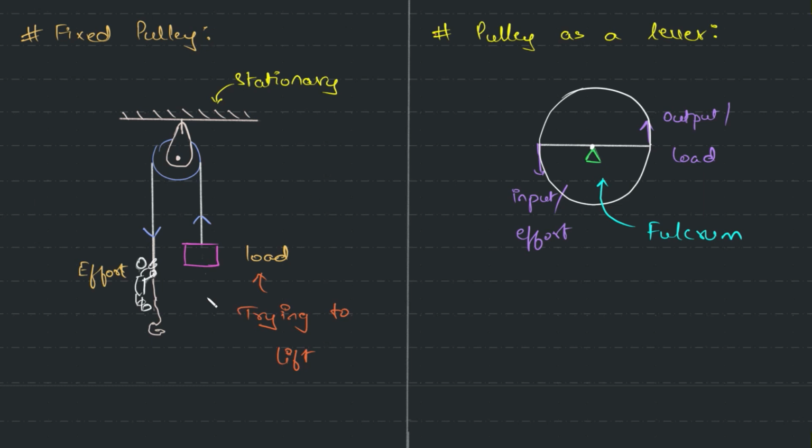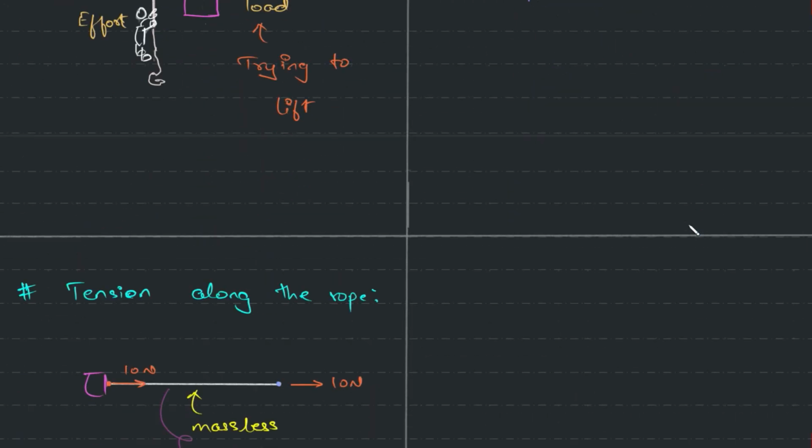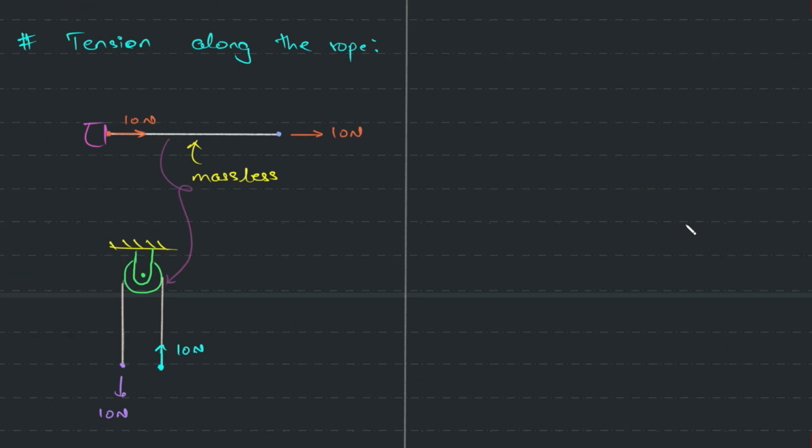Oh yeah, let me revise this also. Load is something which we are pulling up. Effort is the point you are pulling from. A pulley can be viewed as a lever. It helps, and as a lever it can redirect force. Yes, the pulley also can. When we talk about tension along the rope, if I put one value over here, the same value is over here as well.